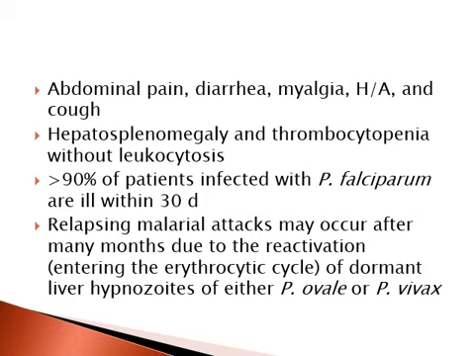90% of patients infected with Plasmodium falciparum are ill within 30 days. Plasmodium falciparum has many complications, as we'll see later, but relapsing malarial attacks may occur after many months of cure due to reactivation of the dormant hypnozoites in the liver cells of either Plasmodium ovale or Plasmodium vivax. In case of Plasmodium falciparum and Plasmodium malariae, there will be hidden erythrocytic stages inside the spleen, causing very low parasitemia, which may revive later and cause what we call recrudescence and not relapse.